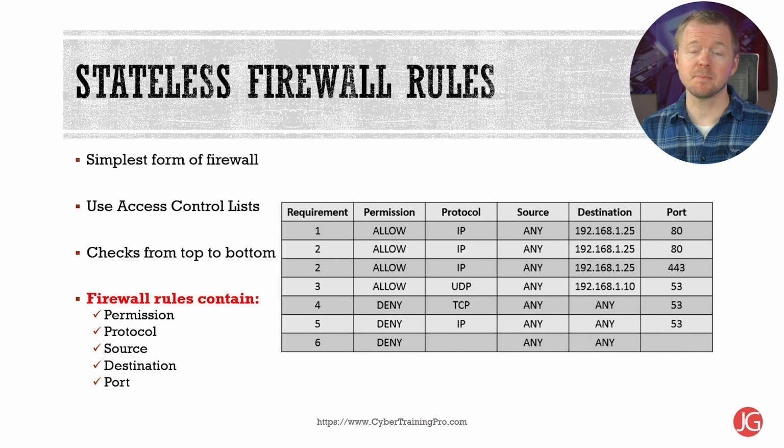Stateless firewalls are the simplest form of a firewall, and they use access control lists to identify allowed and blocked traffic. Firewall rules typically are going to have permission, so is the traffic permitted, meaning is it allowed, or is it denied, meaning that it should be blocked. The protocol, is it TCP or UDP? Source, so the source IP address. The destination IP address. And the port or protocol, so 443 or HTTPS, depending on what the firewall supports.